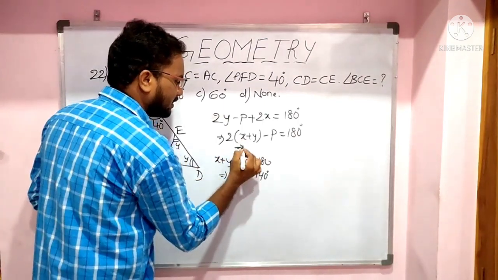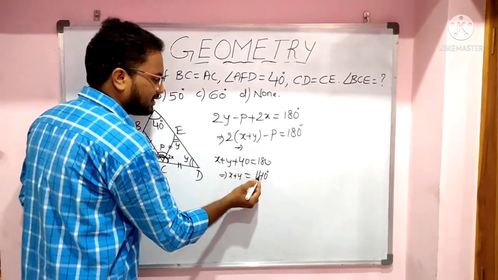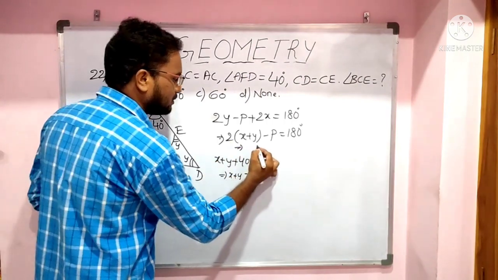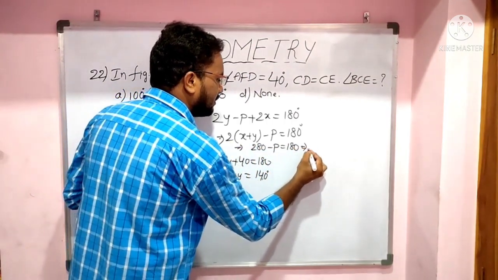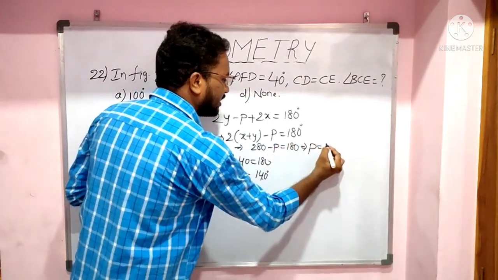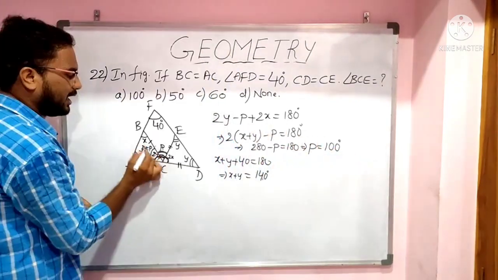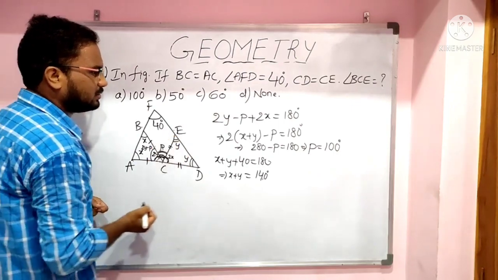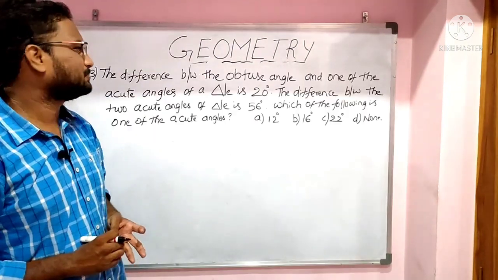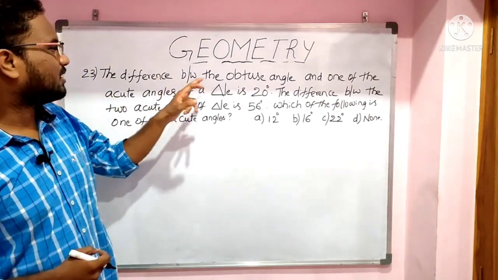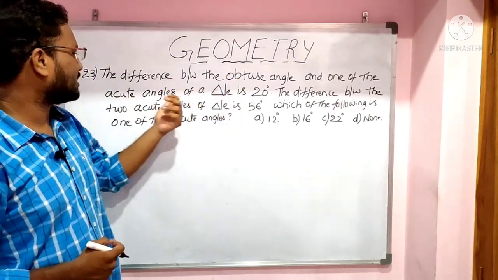So substitute here 2 into x plus y. x plus y is 140, so 140 into 2 is 280. 280 minus p equal to 180. So p equals 280 minus 180, which is 100 degrees. So angle BCE equals 100 degrees. Answer 100.